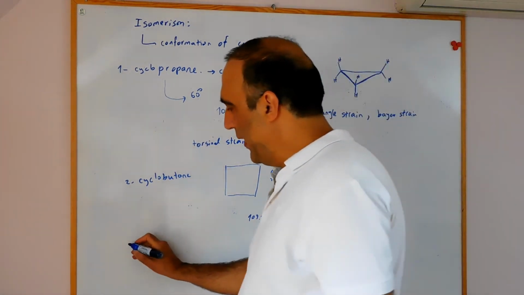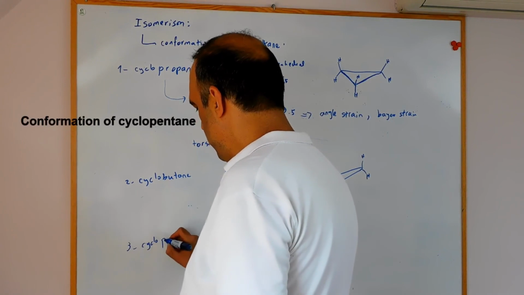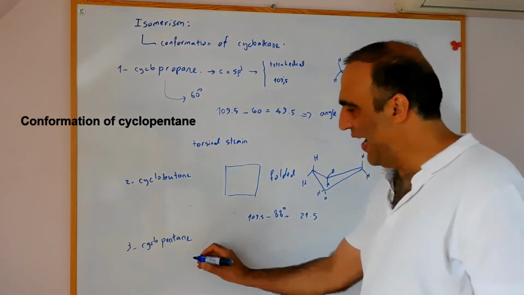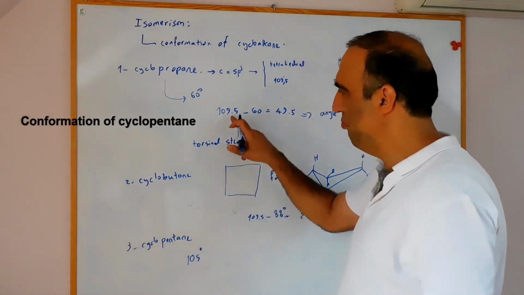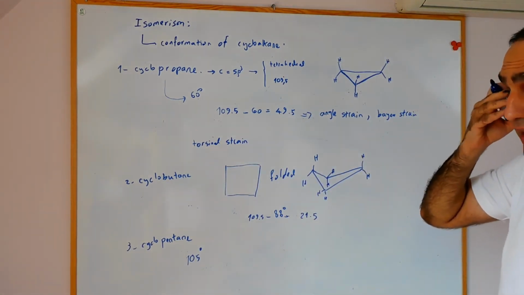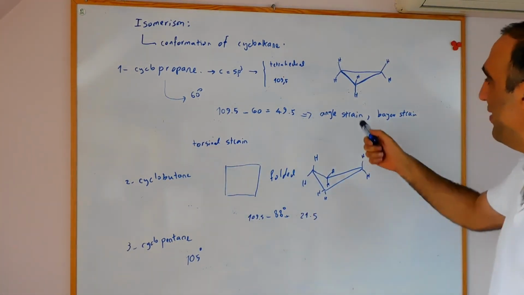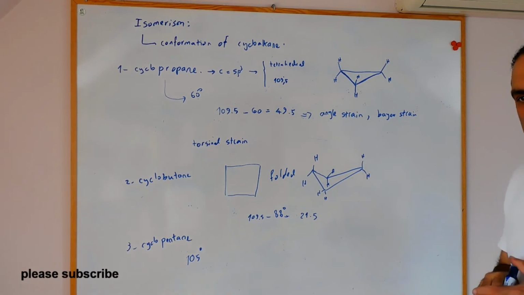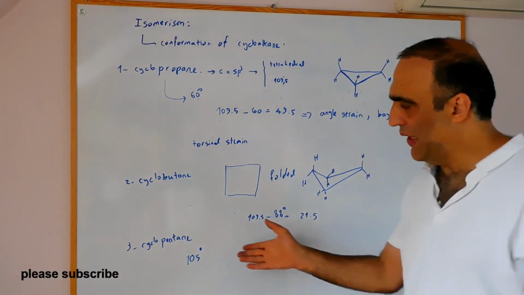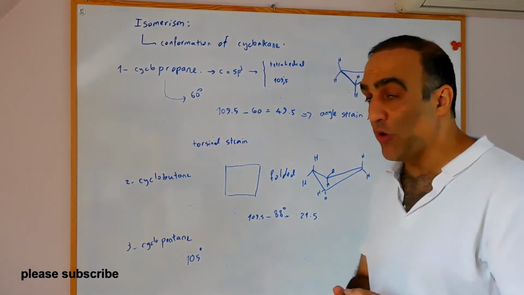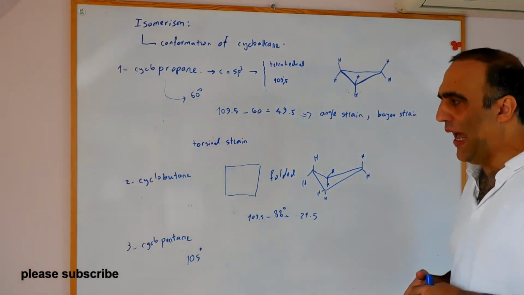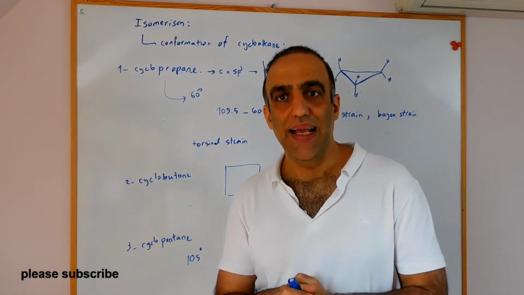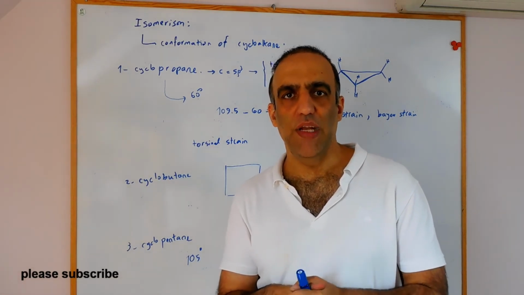And the third one is cyclopentane. Angle almost 105. As you see, very close to 109.5. And there is less repulsion, less angular strain, and less torsional strain. Both of them are less, and it has higher stability. And because of this, we usually see cyclopentane in organic chemistry. And the next group is cyclohexane, which is the main part and very important. We will study it in the next lecture. I hope this lecture was very good and have a good time.